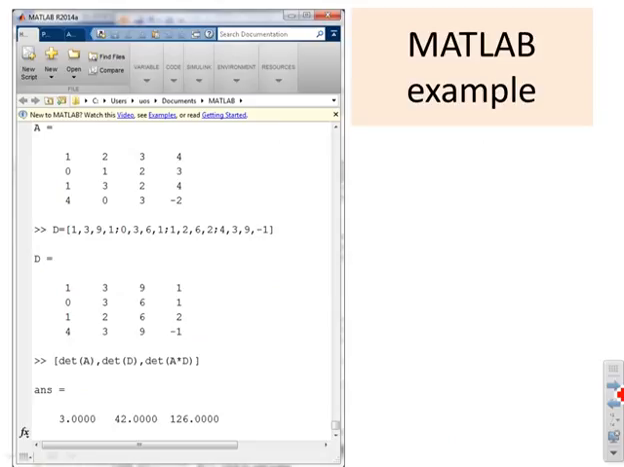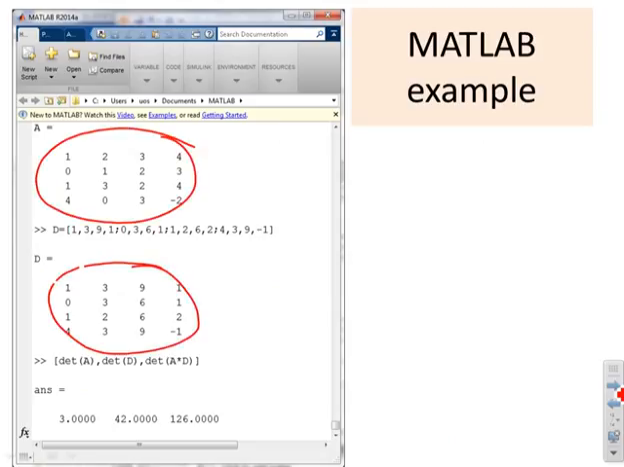So here's an example. You see I've given you a matrix A and a matrix D, both quite messy. Rather than multiplying them out, I've said I happen to know determinant of A, I happen to know determinant of D, 3 and 42, and determinant of AD is 3 times 42. So I could have got that result by inspection.